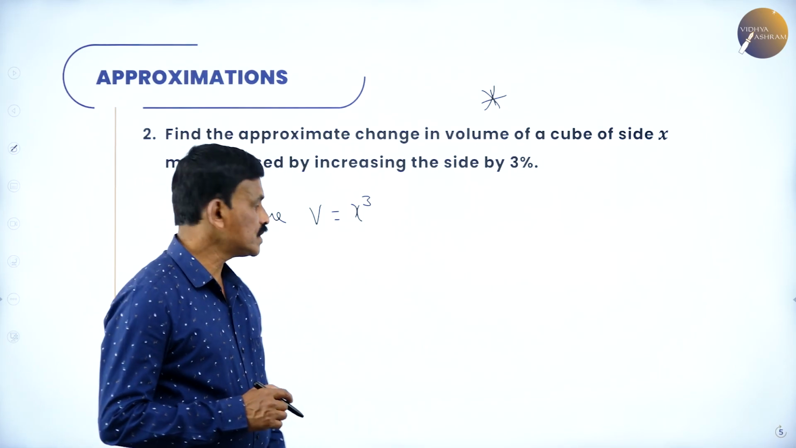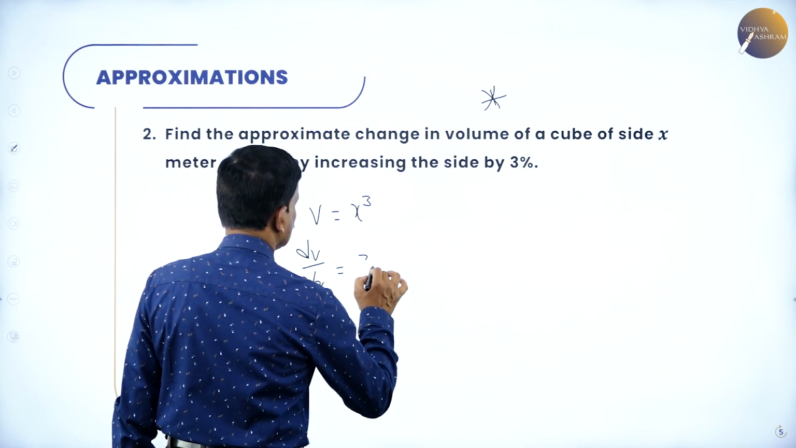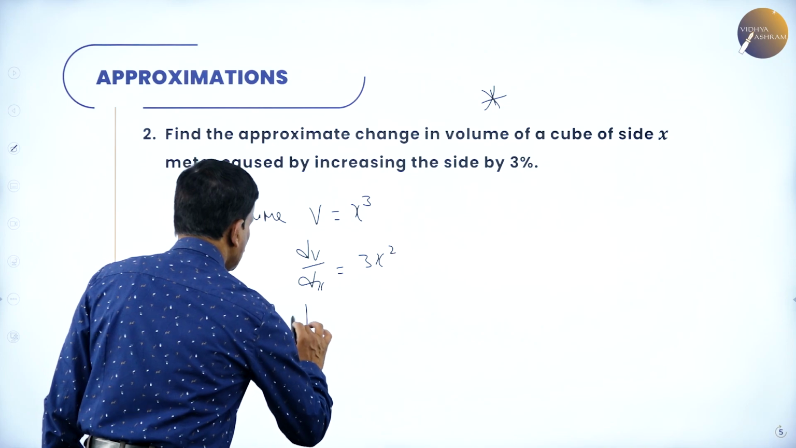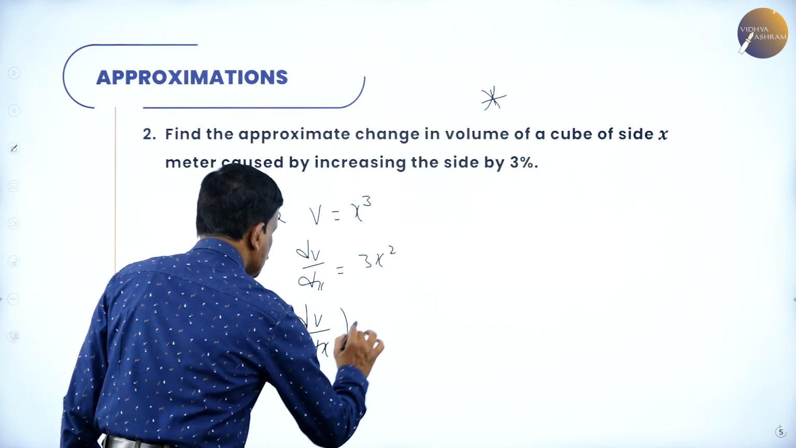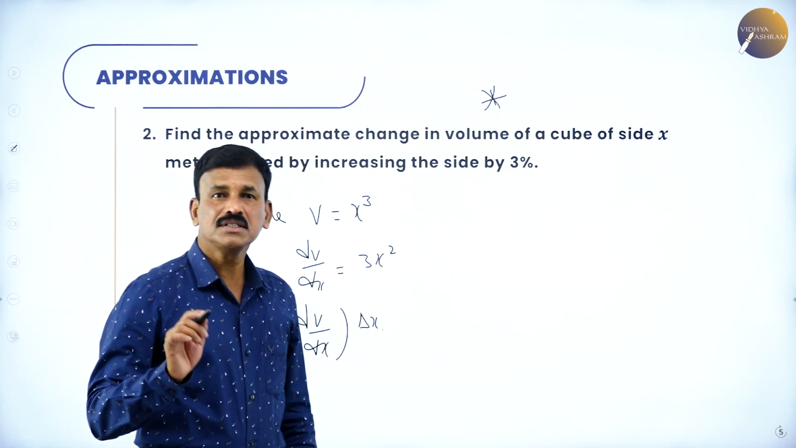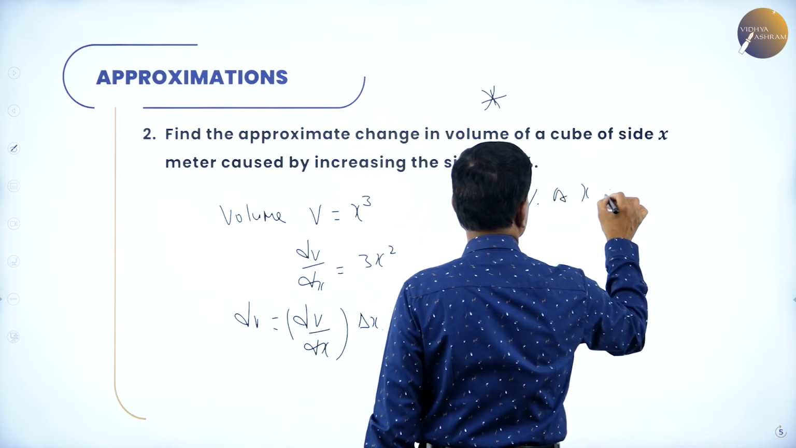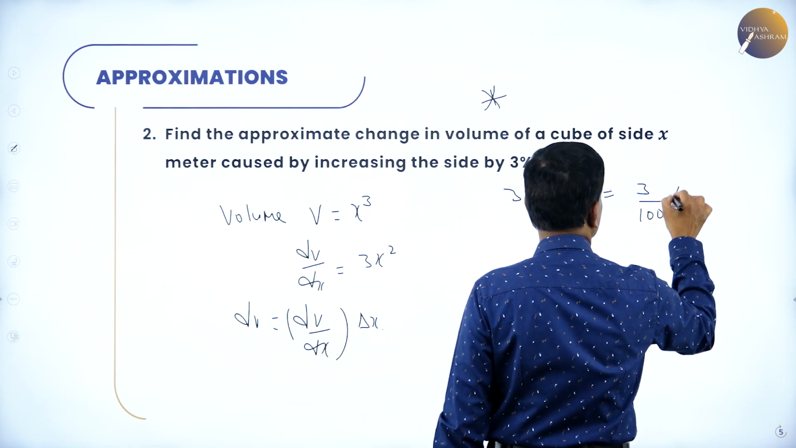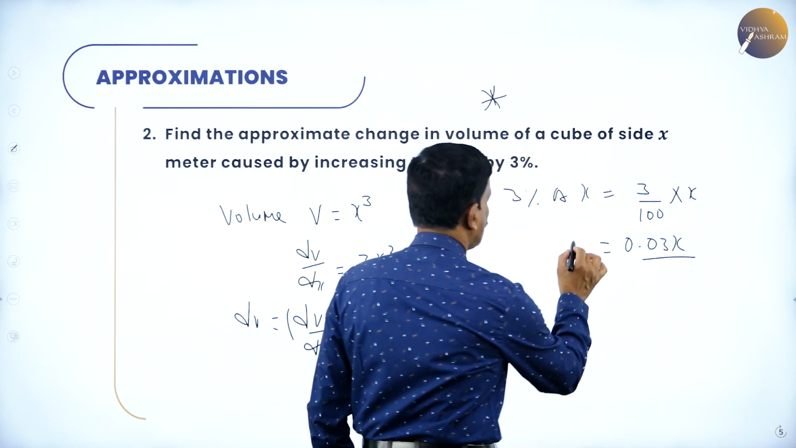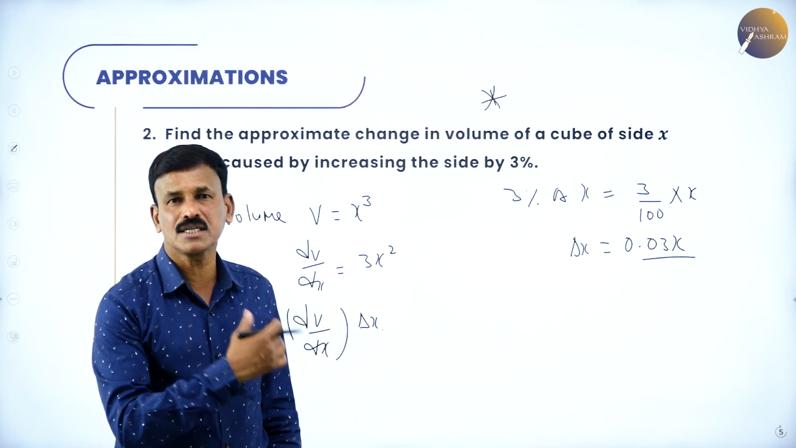Right. Now what is given? V. What is to find? Differentiate this. dV by dx is equal to 3x square. Now what is to find? The approximate change in volume is given by dV is equal to dV by dx into delta x. Now what is given? 3% of x is nothing but 3 divided by 100 into x, that is nothing but 0.03 times x. So this is the small change in x, that is delta x is equal to 0.03x. Substitute here and simplify, I'll get the answer.